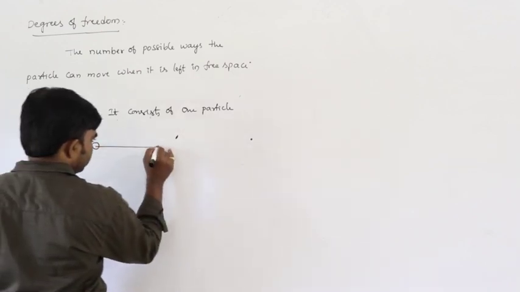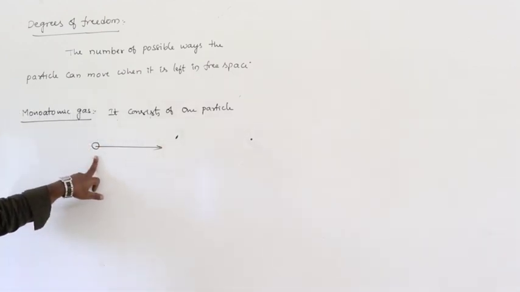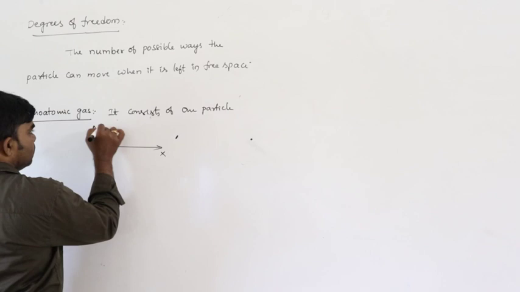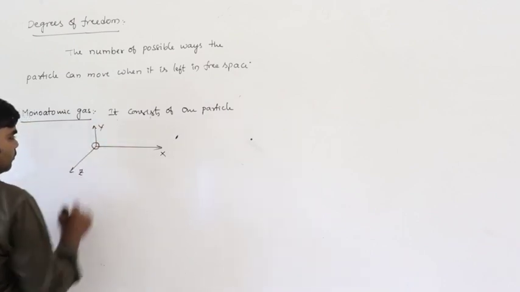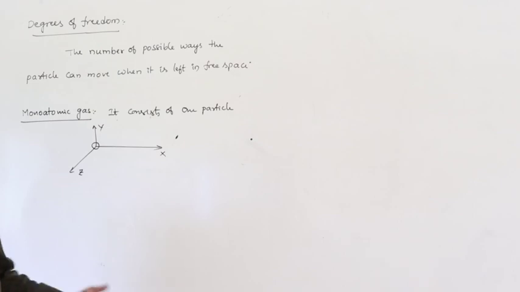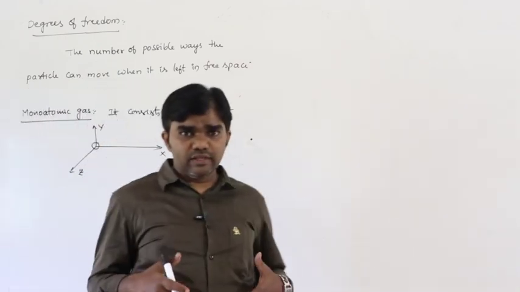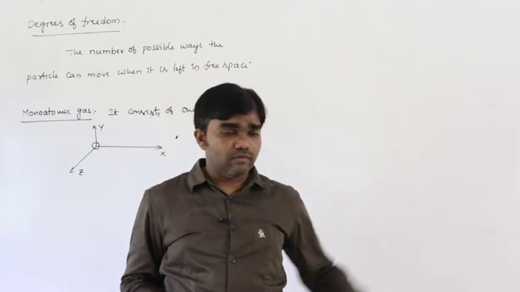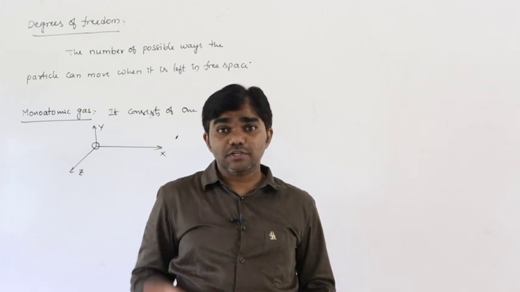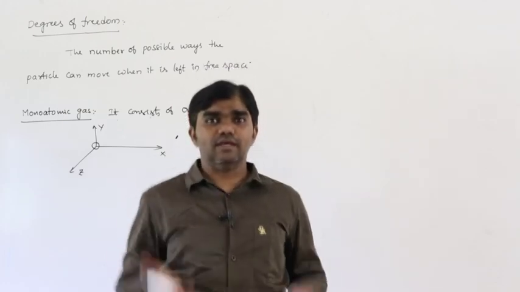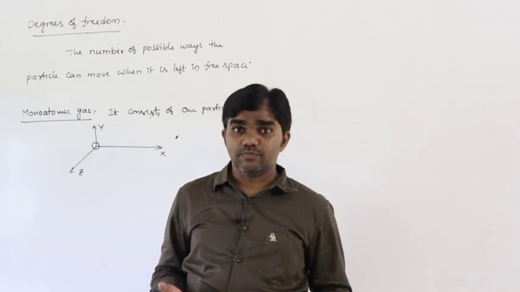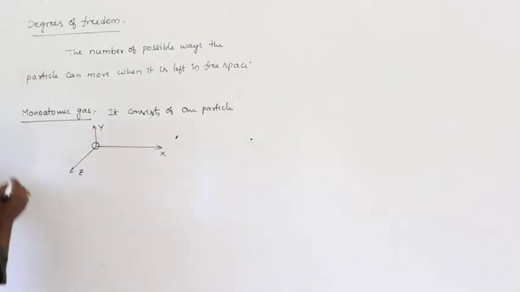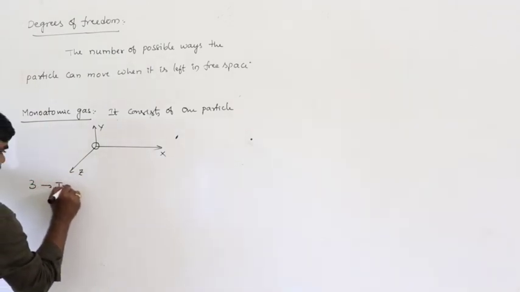If this particle is left in free space, it may move along the x axis, along the y axis, or along the z axis. So 3 translatory. For example, I am left free here, I may move along the x axis, the y axis, or the z axis. Is it possible to move along the z axis? Just I am jumping like this. I may move along the z axis also. So 3 possibilities, 3 translatory motions. So definitely the monoatomic gas consists of 3 translatory motions.